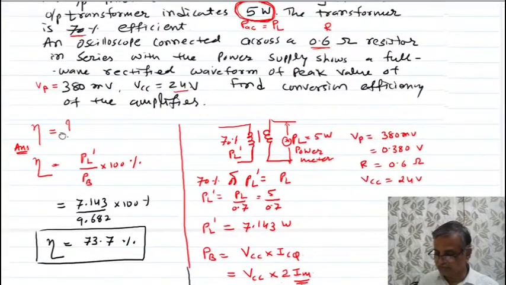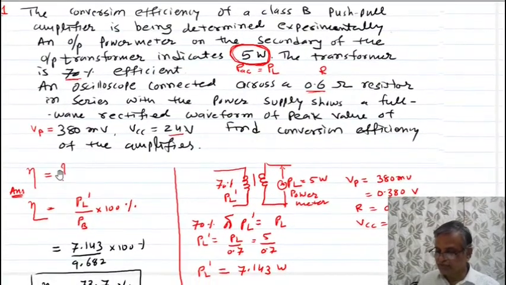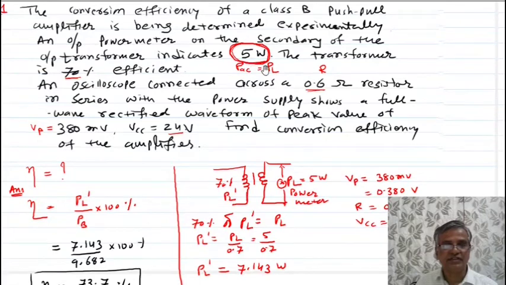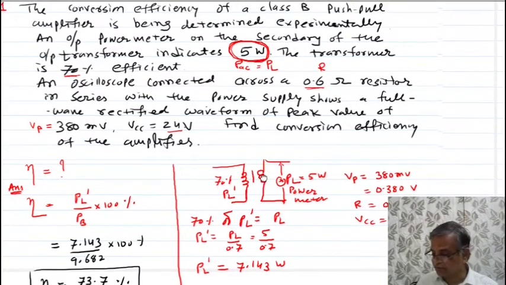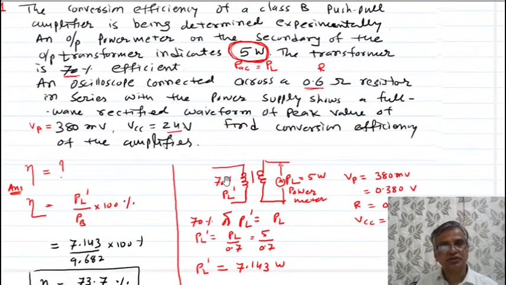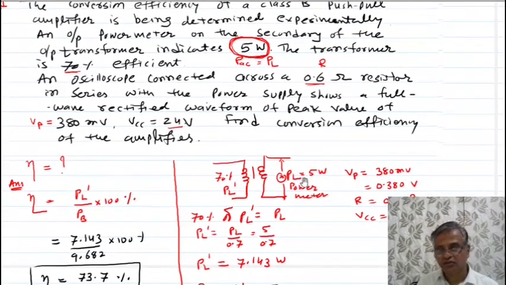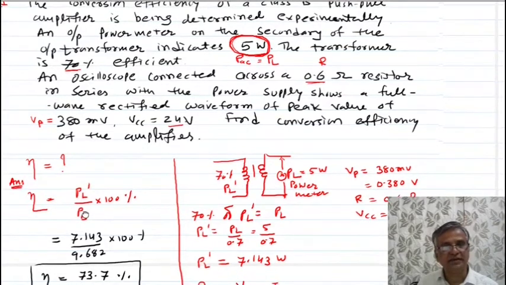Look here. The question is that they are asking you to find the conversion efficiency from this experimental result. So they are measuring the AC power output on a power meter across RL, means across the secondary, and it is your PL, and that transformer is 70% efficient. So I am writing that 70% of PL dash is coming here. So efficiency, you know, is PL dash upon PB.